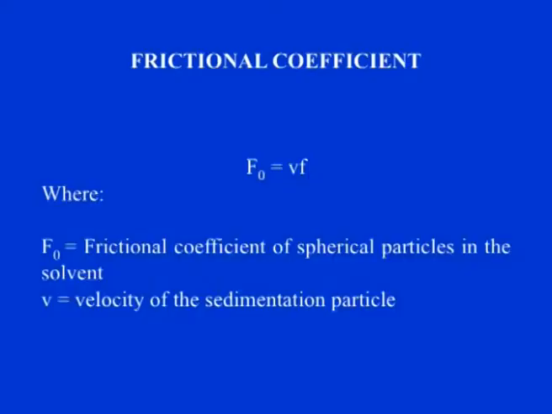So, if the particle is spherical and is moving at a known velocity, then its frictional force, which opposes the forward motion, will be given by vf, where v is the velocity of the sedimenting particle and f is the frictional coefficient. So, this is the force, the opposing force, which will be experienced by the particle.